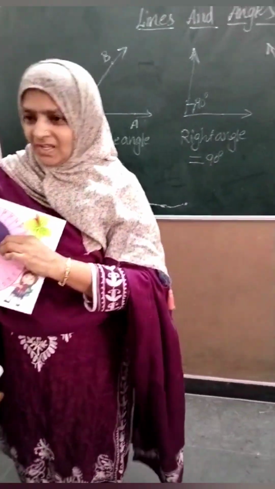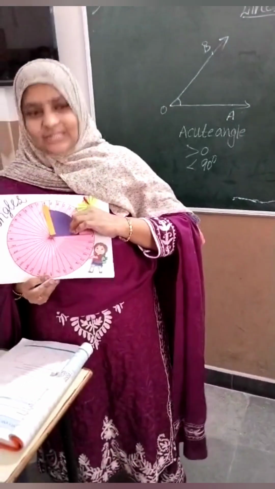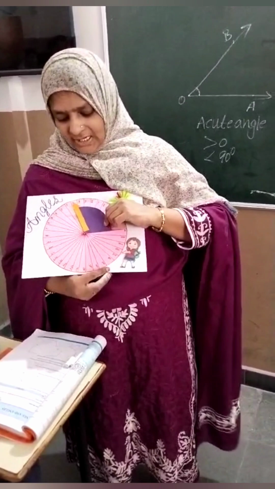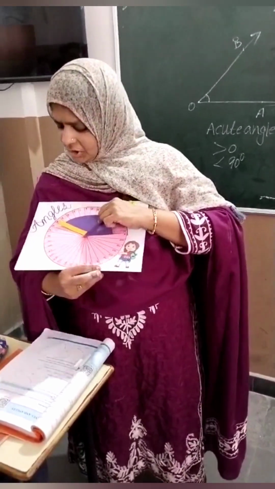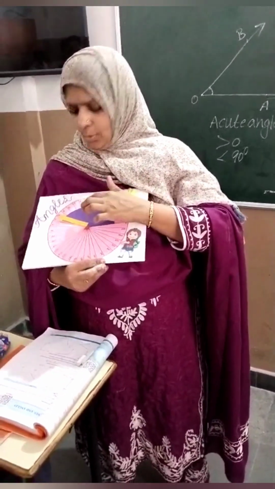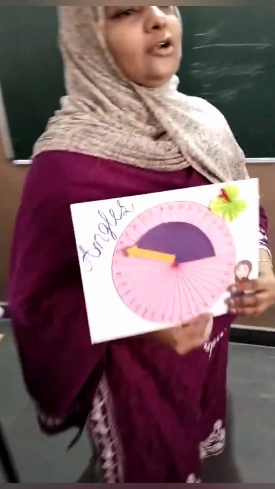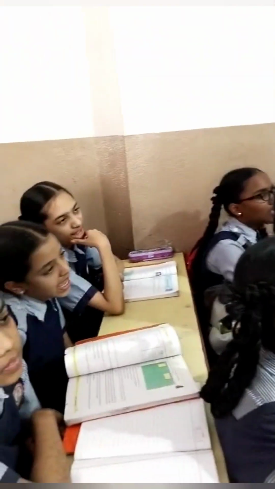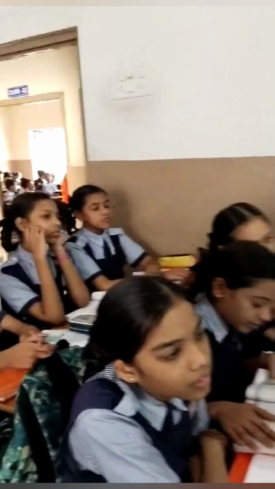If I take the measure of the angle as more than 90, and the circle is moved here in the clockwise direction, is it more than 90? Yes. And less than 180. So which angle is it now? This angle is an obtuse angle. Next, straight line angle, that is if I keep it like this.